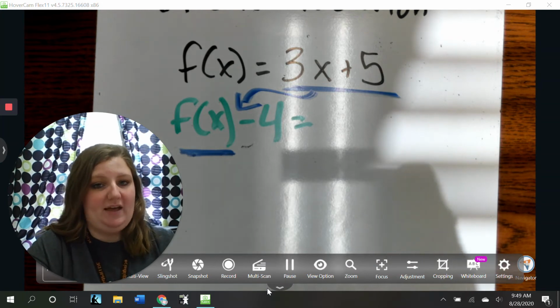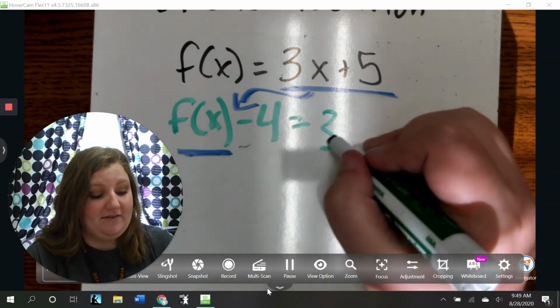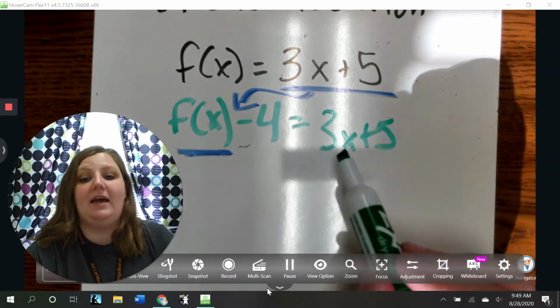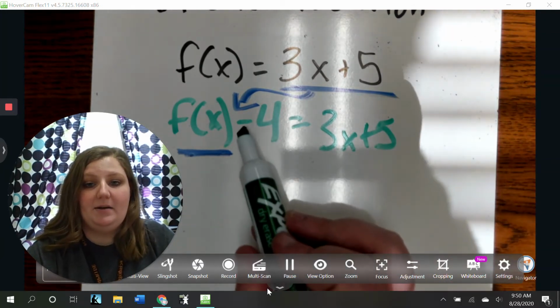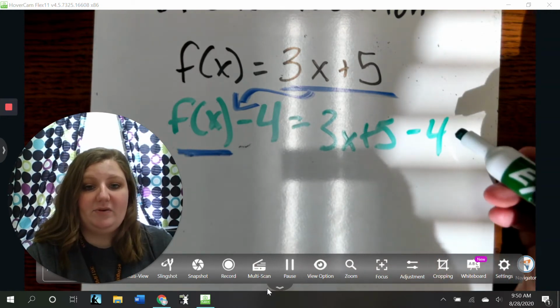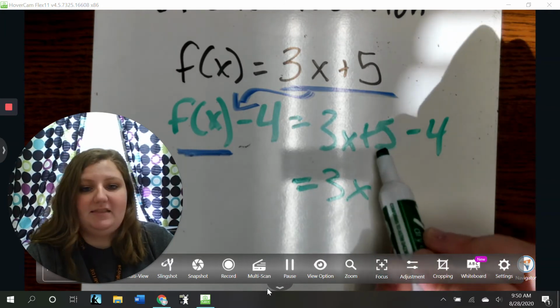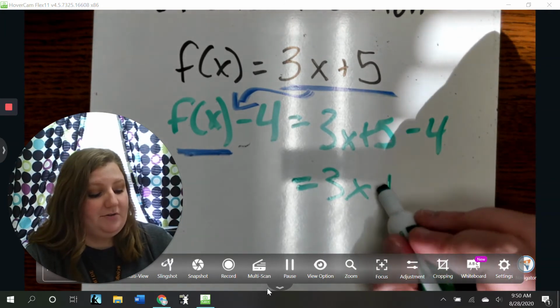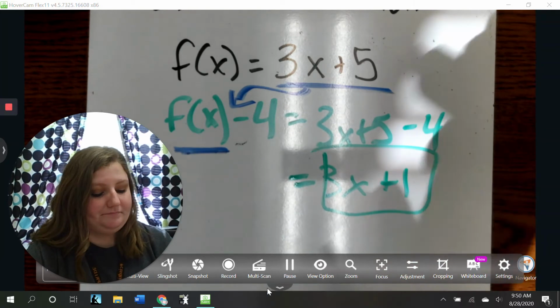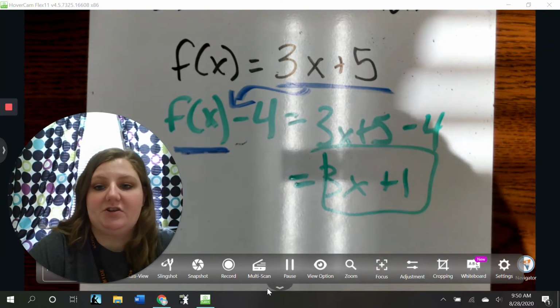So when I do that, I get f of x minus 4, so 3x plus 5 is f of x. Okay, that's f of x. And then minus 4. Okay? And then we simplify the right side. So we keep the 3x, and then 5 minus 4 is 1. So 3x plus 1. So that's what we're doing when it's not inside of the function notation.